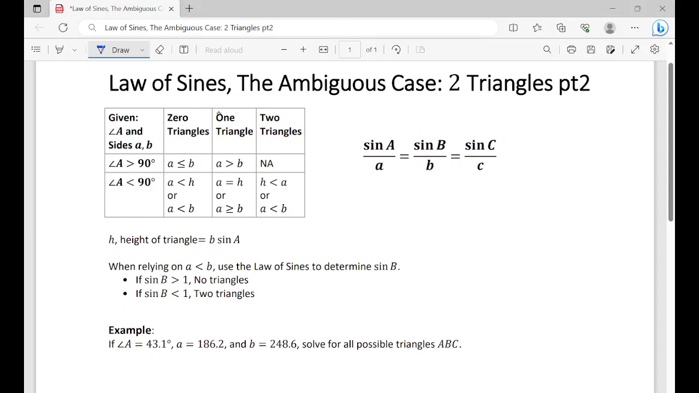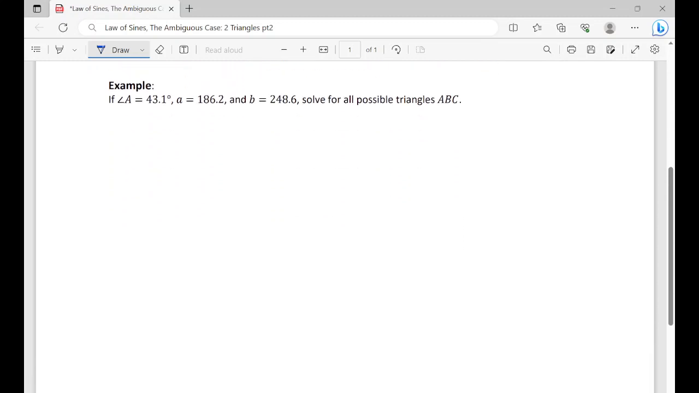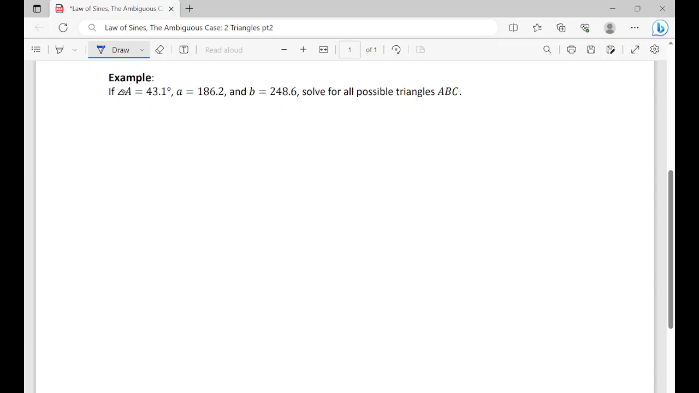Using the law of sines, there's something called the ambiguous case. In this video, we're going to be taking a look at the ambiguous case where we actually get two triangles as a solution. For our example, angle A is 43.1 degrees, side A is 186.2, and side B is 248.6. We're going to find the missing angles and side for both possible triangles.